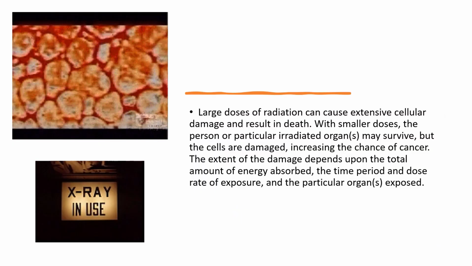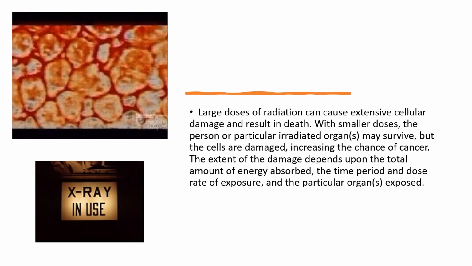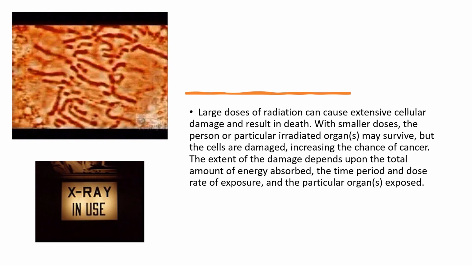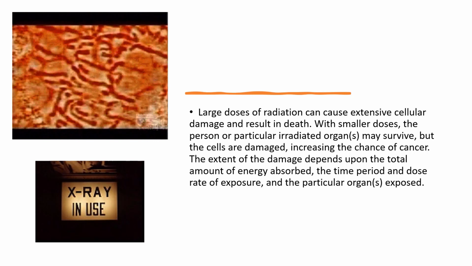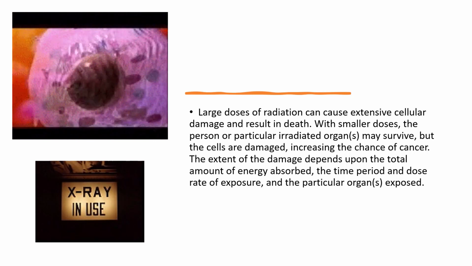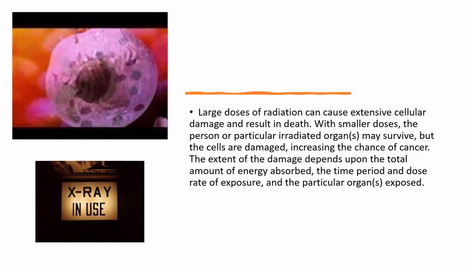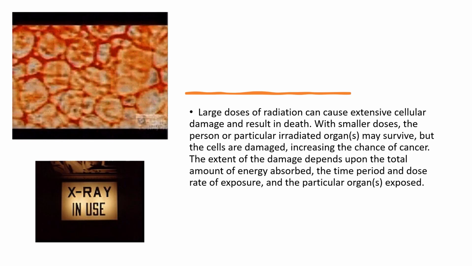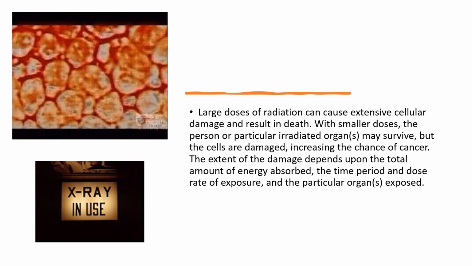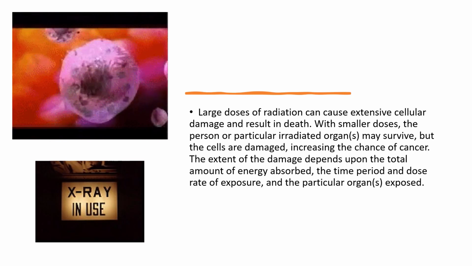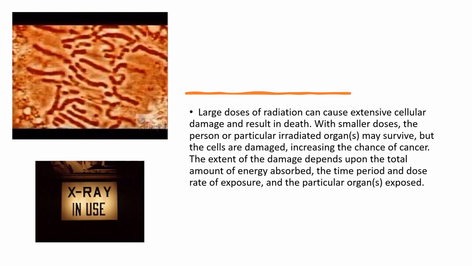Obviously, large doses of radiation can cause extensive cellular damage and even result in cell death. Remember, if the cell dies, we do not have a cancer created. It is only if the cell mutates. With smaller doses, the person or particular irradiated organ may survive, but the cells are damaged. This increases the chance of cancer. The extent of the damage depends on the total amount of energy absorbed, the time period and dose rate of exposure, and the particular tissues being exposed.